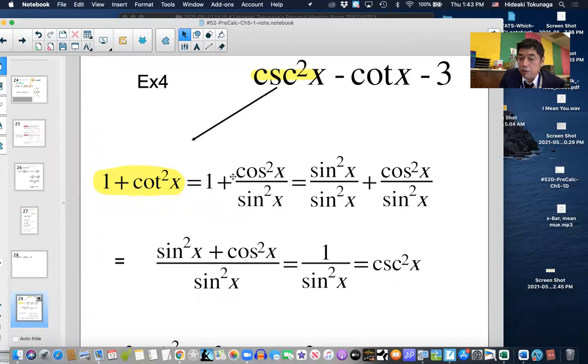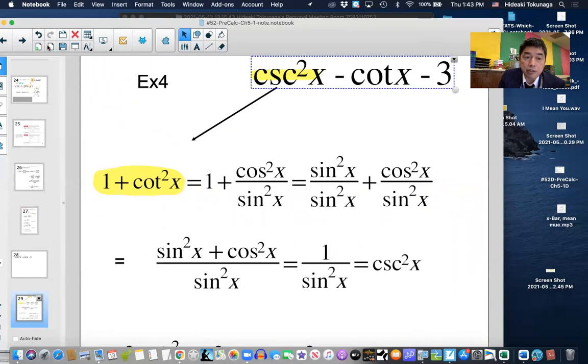So if you do this, the expression 1 can be written as sine square x over sine square x, which is still 1. Now you have a common denominator. Sine square x is the common denominator, and sine square x plus cosine square x is 1, which means cosecant square x. So now it's equivalent, and you can write this expression into here.